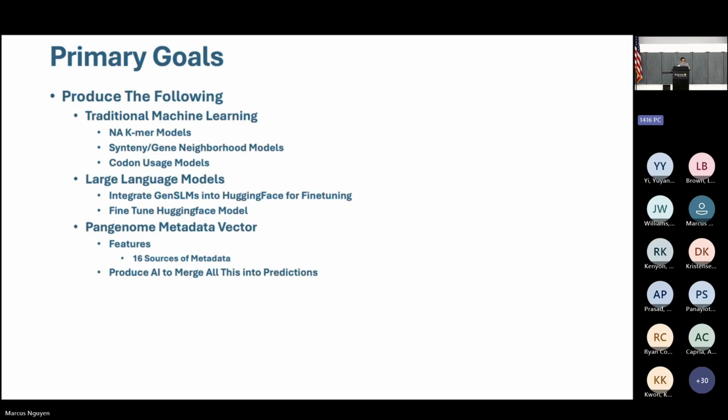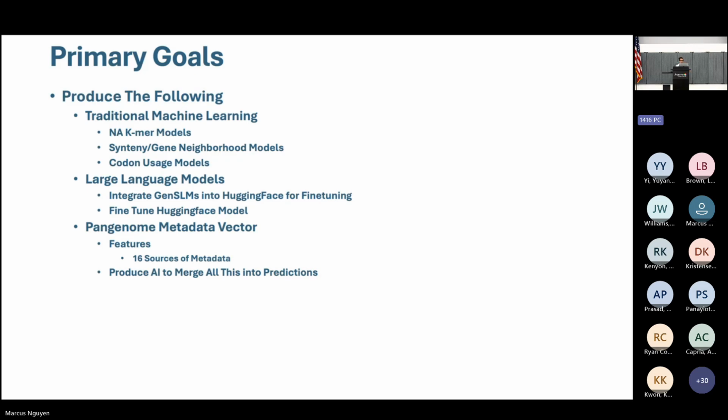So the traditional machine learning would be something like XGBoost, random forest, and we're applying those to nucleic acid k-mers, synteny gene neighborhood models, and codon usage. Not all these models did get built. We were trying to build the matrices and get everything running. We did run into some hiccups here and there.